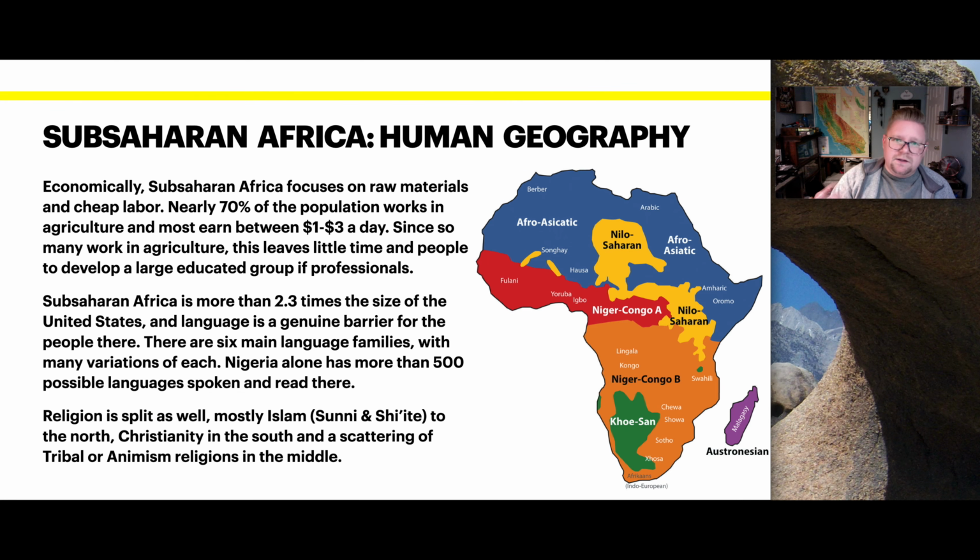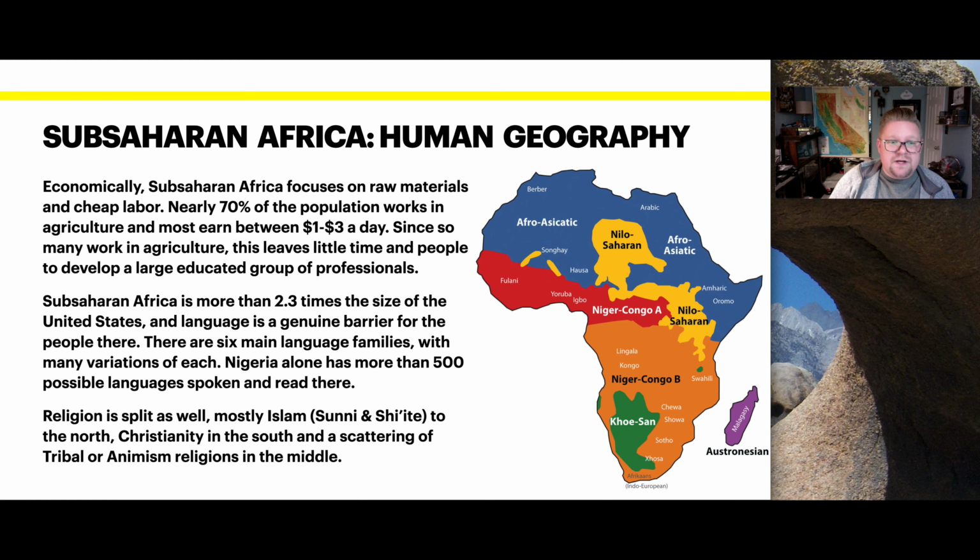Now let's talk a little bit about the human geography of Sub-Saharan Africa. Economically, Sub-Saharan Africa focuses on raw materials and very cheap labor. Nearly 70% of the population works in agriculture, and most earn between $1 and $3 a day, American dollars, that is. Since so many work in agriculture, this leaves very little time and people to develop a large educated group of professionals. And I see I got a spelling error there, I apologize.